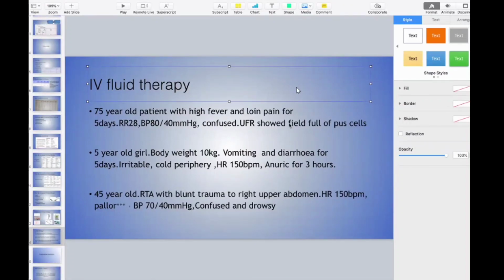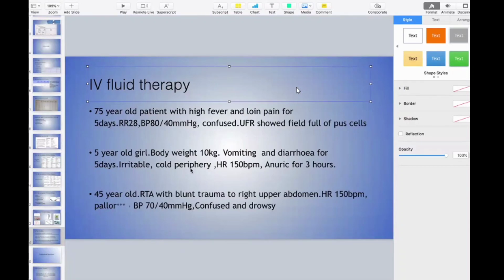Now how fast do you want to give it? It's a bolus. You can go to a maximum of 20 ml per kg bolus and see how the child responds. You check the heart rate, the blood pressure, and the capillary refilling. If it's 20 ml per kg, that is 200 ml. Your fluid deficit is 1 liter, so 800 ml is left.